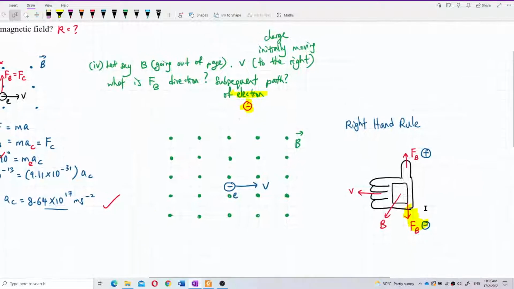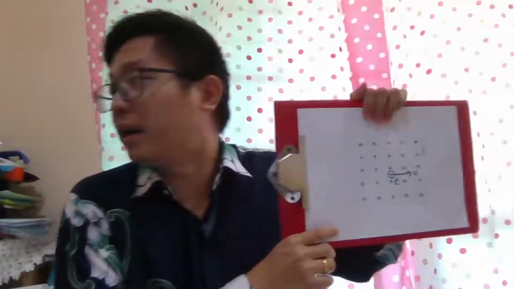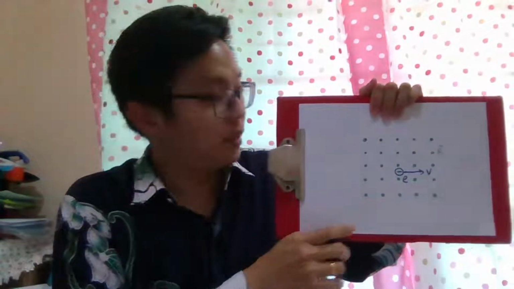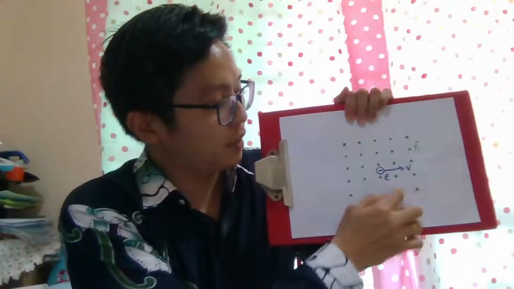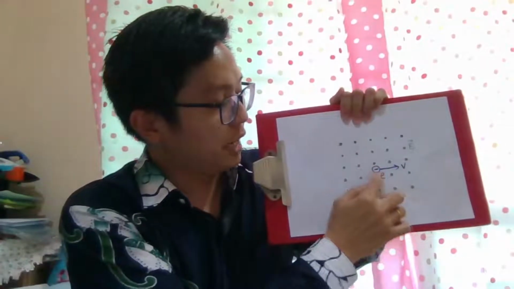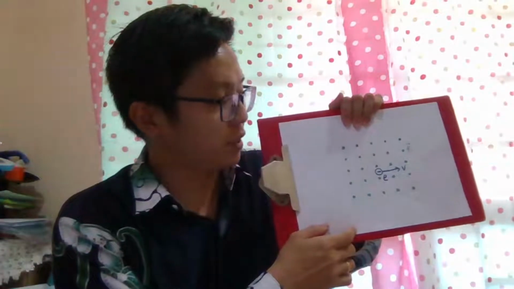Now I'm going to show you. Look at me. Here I have drawn it already. Can you see that? This is the magnetic field going out of the page, and the electron charge is initially moving to the right. So what is the direction of the magnetic force?